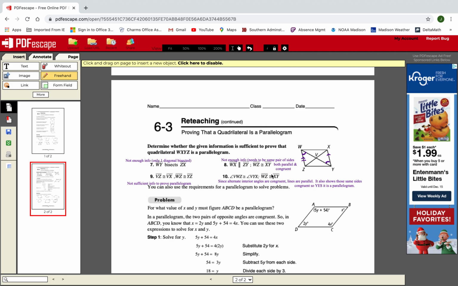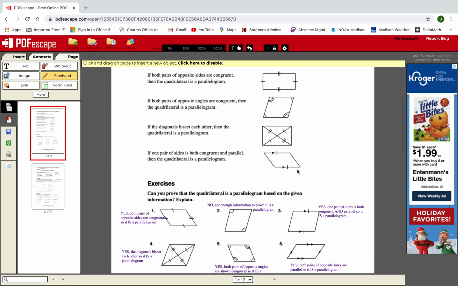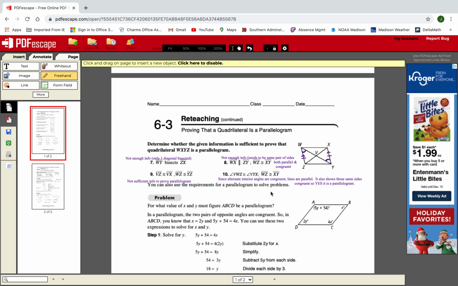Okay, so it shows us that WZ is congruent to XY, so those are also congruent. This last situation right here: if one pair of sides is both congruent and parallel, then it is a parallelogram. Okay, so that one was a yes.